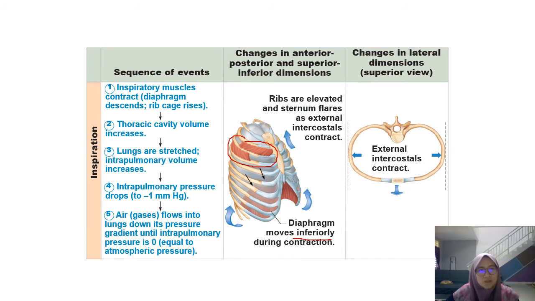When the lungs are stretched, the intrapulmonary volume increases. That means the pressure inside the lungs decreases. When the intrapulmonary pressure drops to -1 mmHg, the air will flow into the lungs down its pressure gradient until the intrapulmonary pressure becomes zero. When the pressure becomes zero, the air has already filled enough in our lungs. So that is the mechanics of breathing during inspiration.